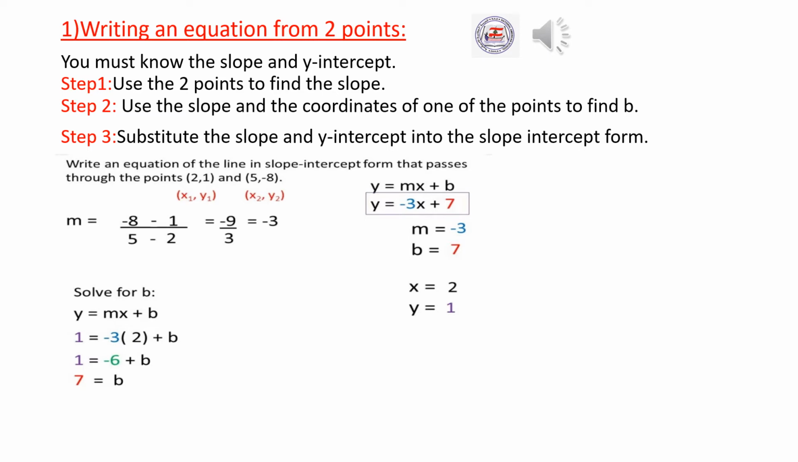1 equals negative 6 plus b, and we solve the equation for b. So b equals 7, and m equals negative 3. y equals mx plus b, y equals negative 3x plus 7.